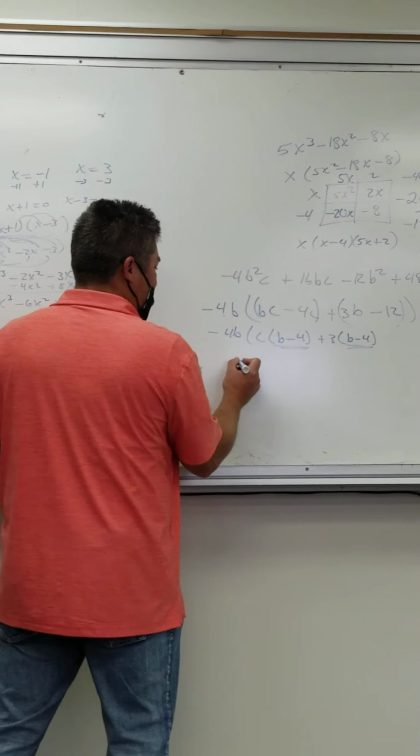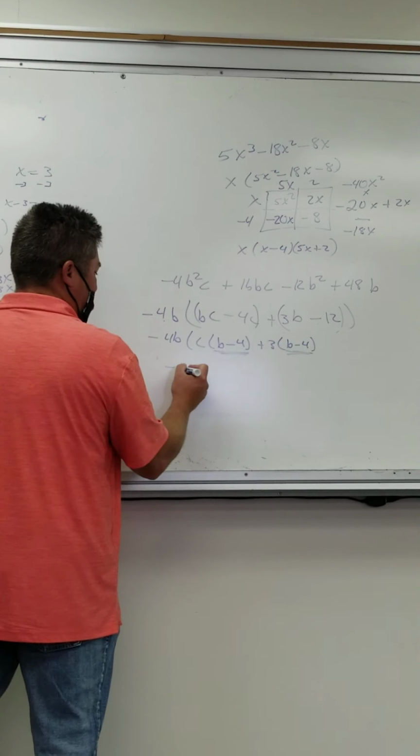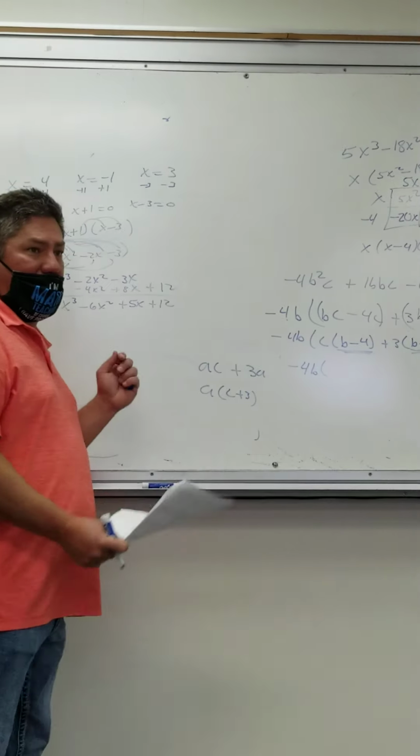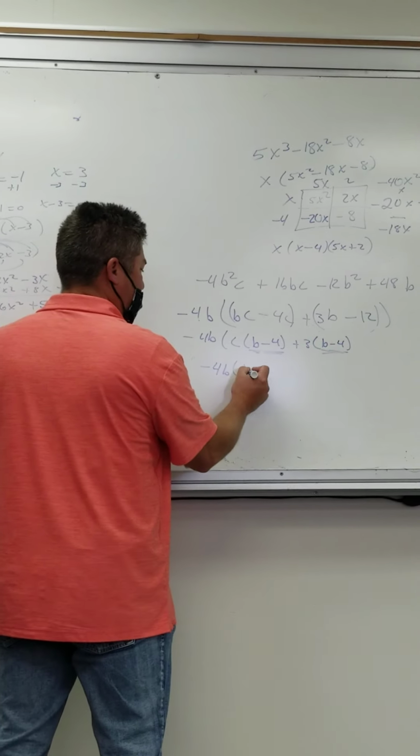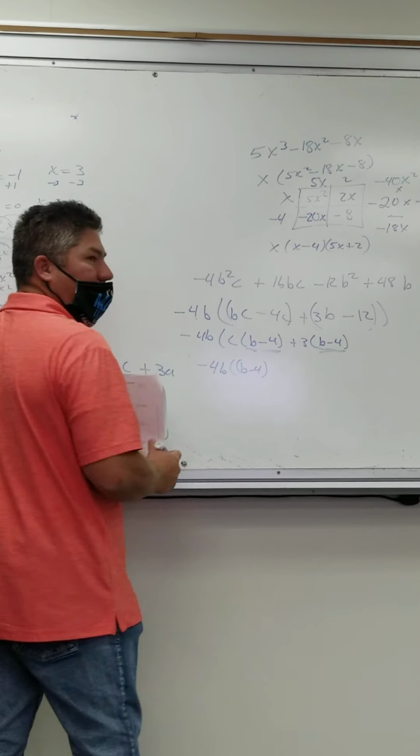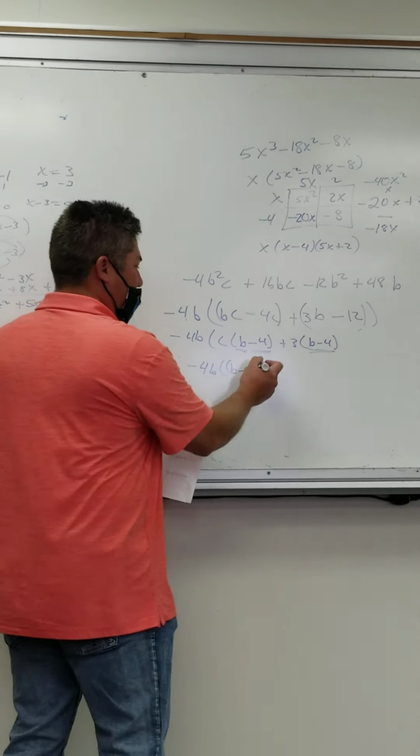So I actually have negative 4b. Notice that common factor hasn't changed at all. But now I'm factoring out the b minus 4. So I write that first. And then I write what's left in another set of parentheses.